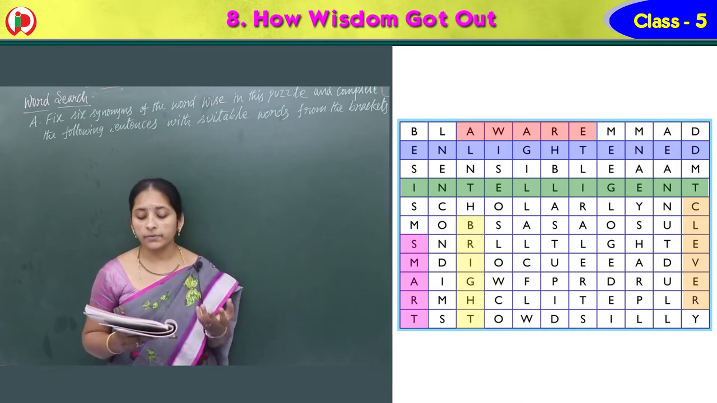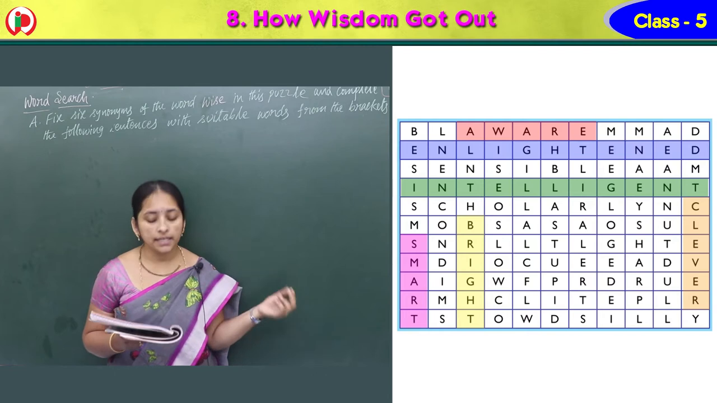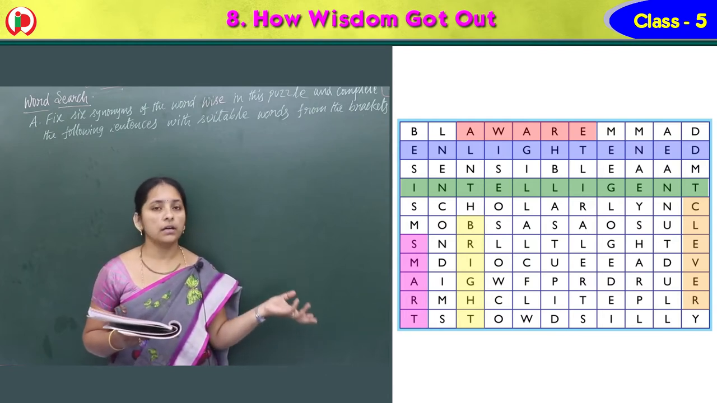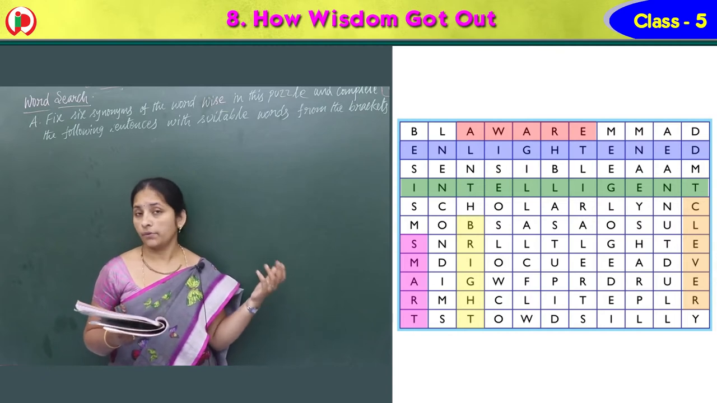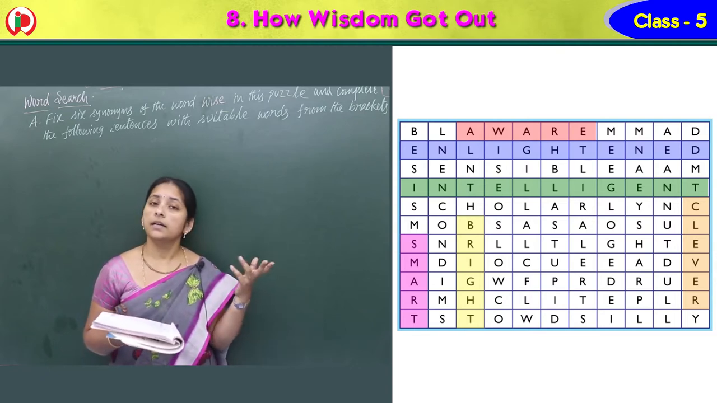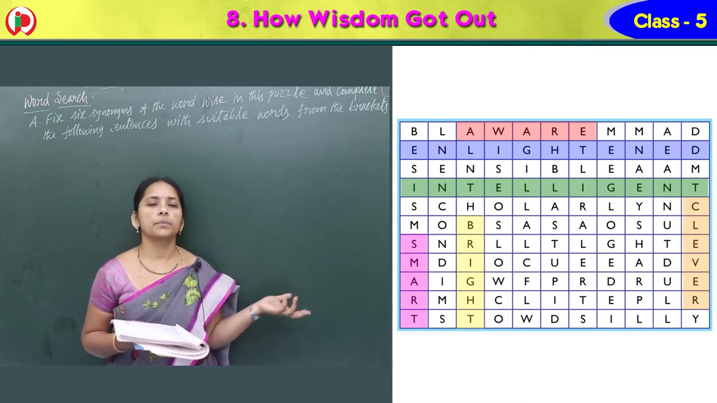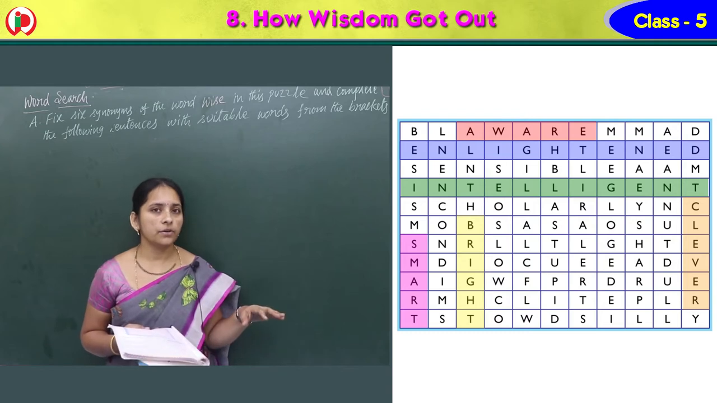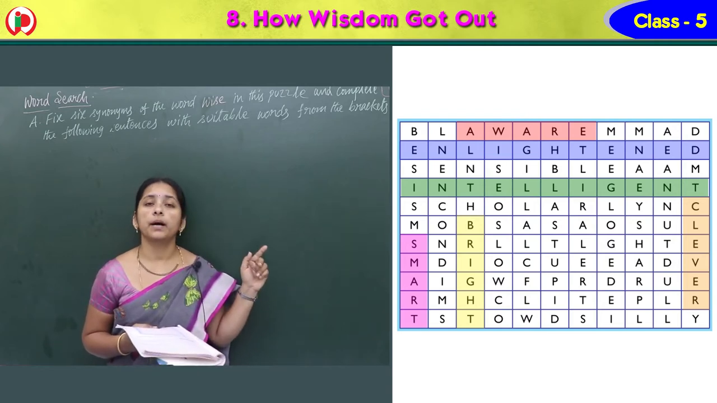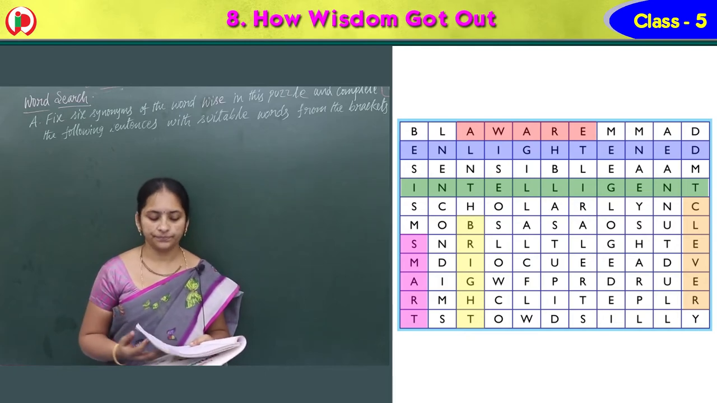So what are the words we can take? Aware, enlightened, intelligent, scholar, smart, clever. So six, and one more, bright. And clever. So seven we got. So whatever is suitable, we can take in our sentences. Okay? So understood, all of you? So circle these words, and then we can do the sentences on this.